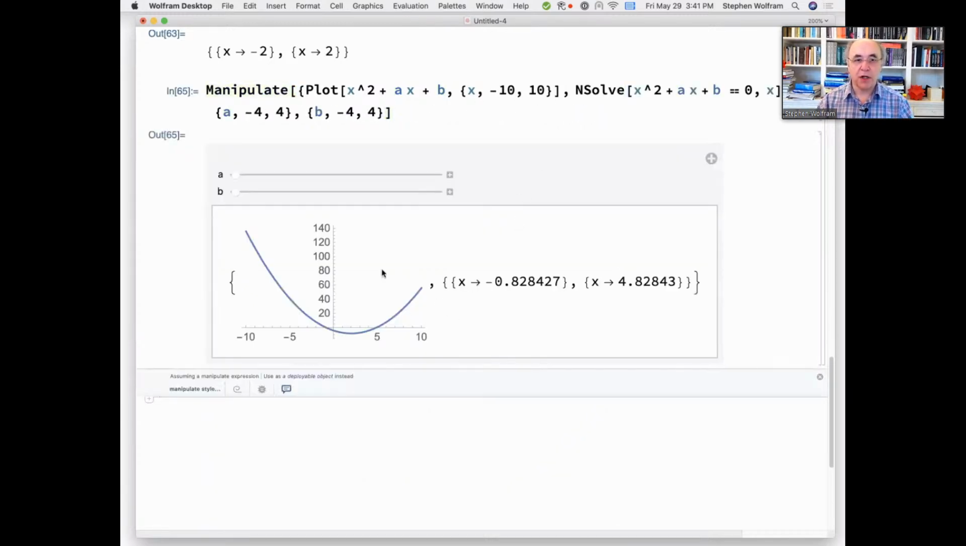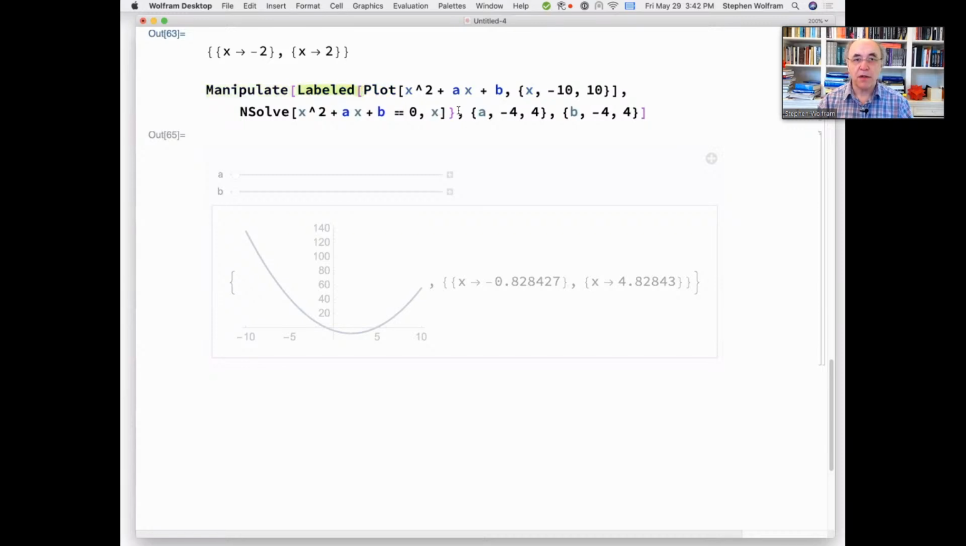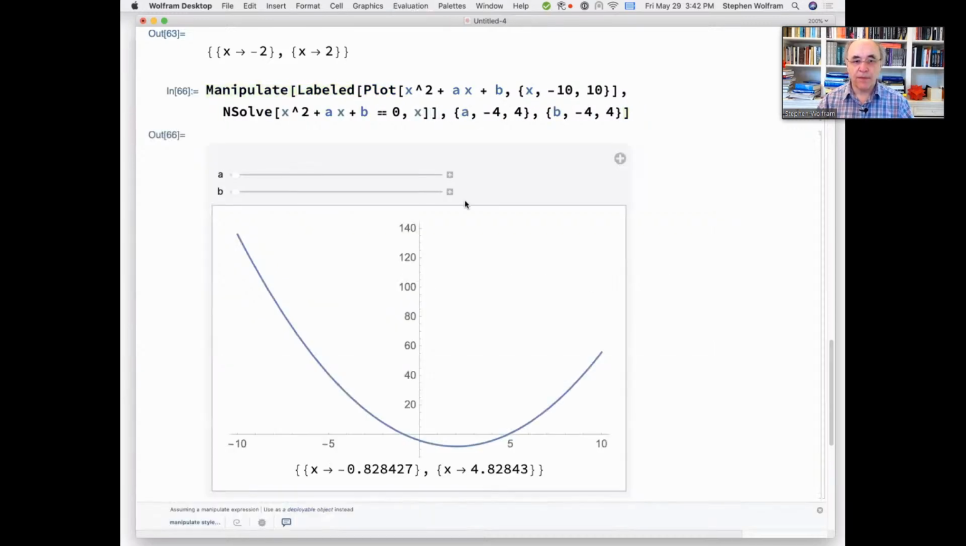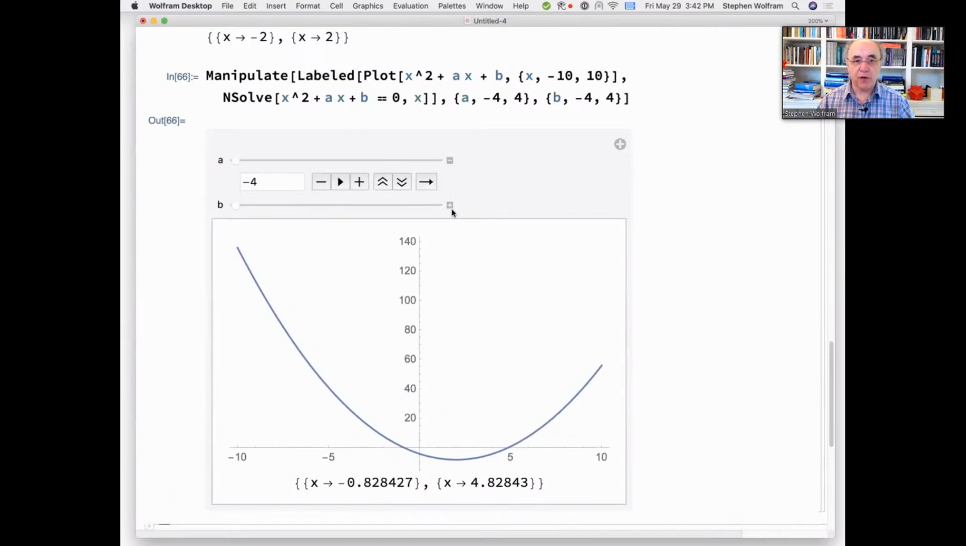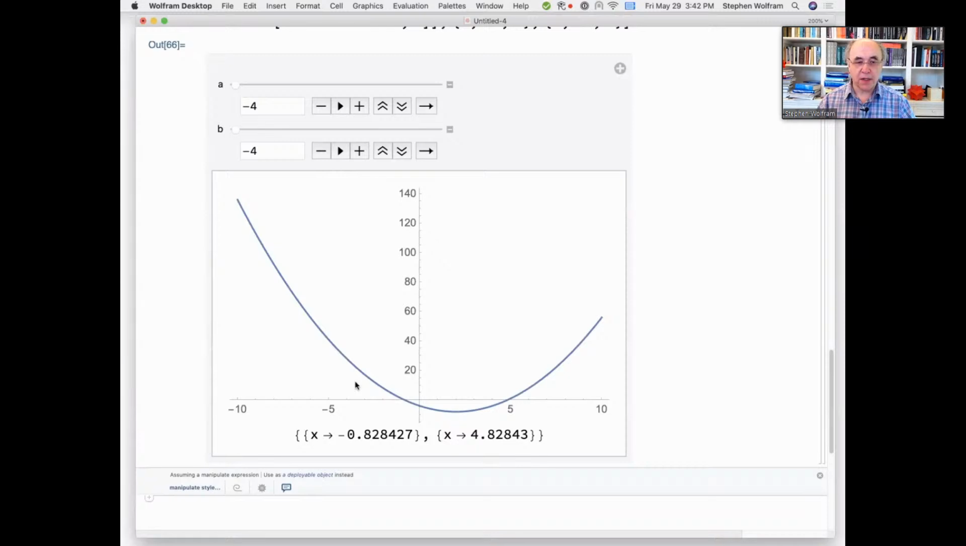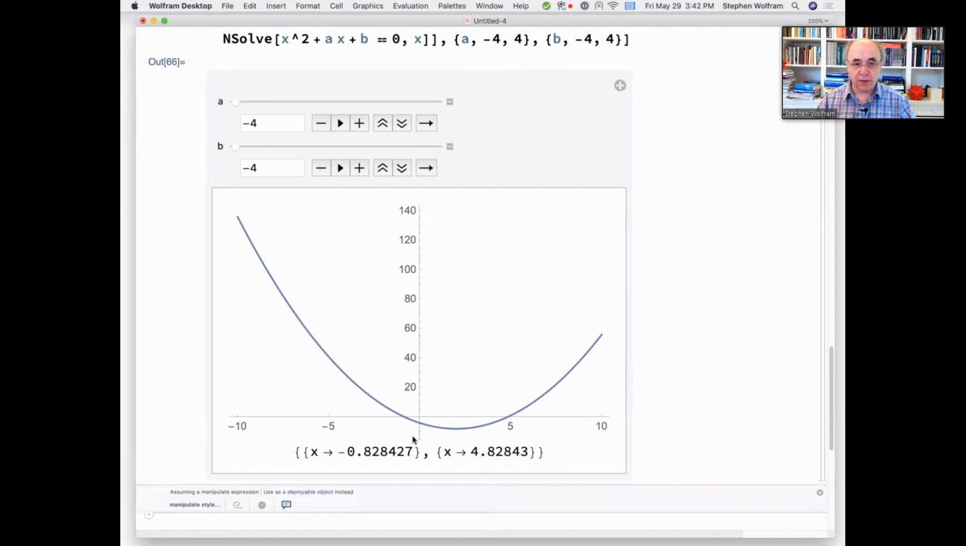This is going to show us the answer. Let's put it on top here and label it. This is saying for a is minus 4 and b is minus 4, the values of x where x squared plus ax plus b is equal to 0 are x is minus about 8.2 and x is plus 4.8.